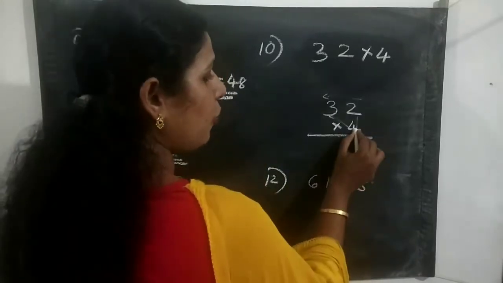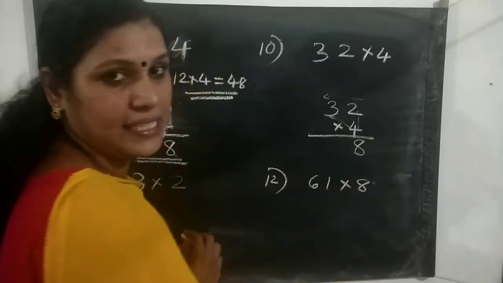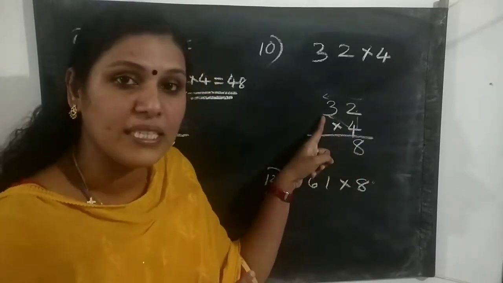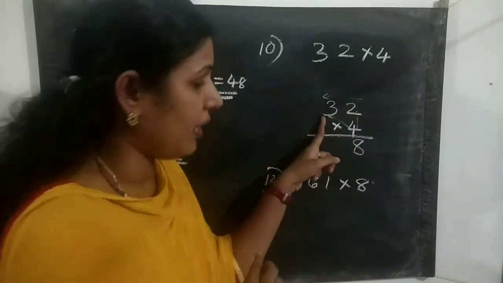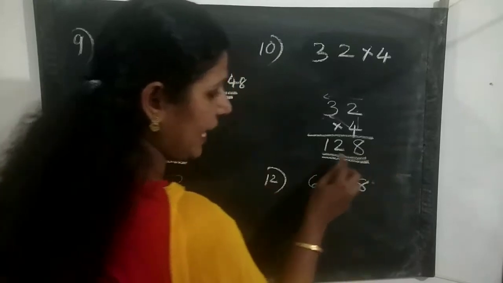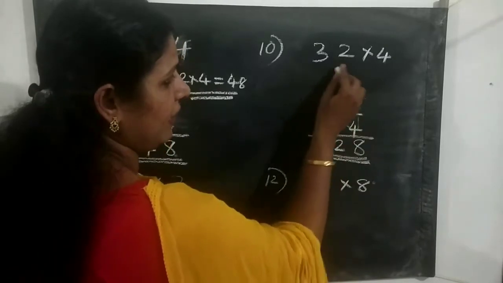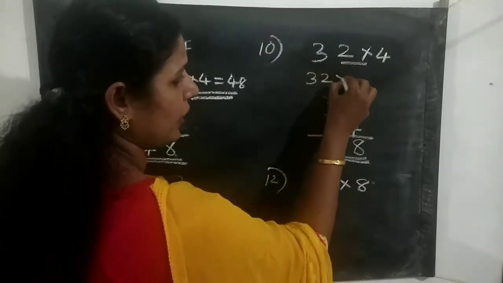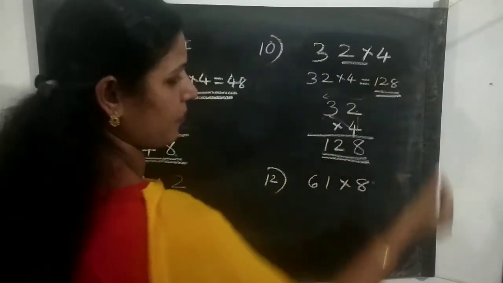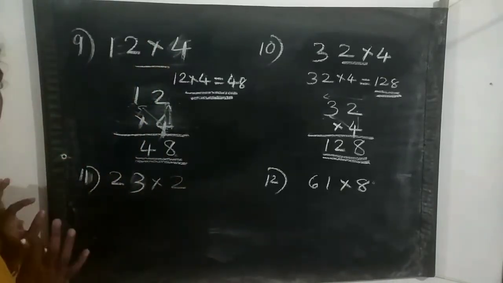That is 4 into 2. 4 2s are 8. We write 8. The next is 4 3s. 4 3s are 12. So we write 12 on the left side. So we get the answer as 128. Then we write 32 into 4 equals 128. Okay, understood.